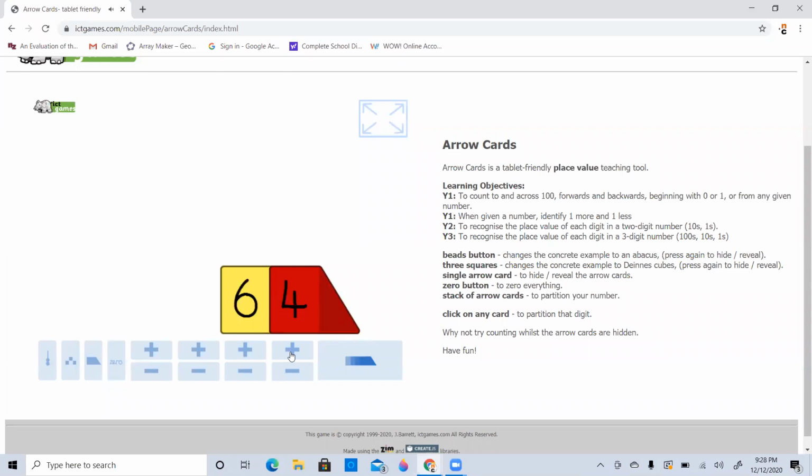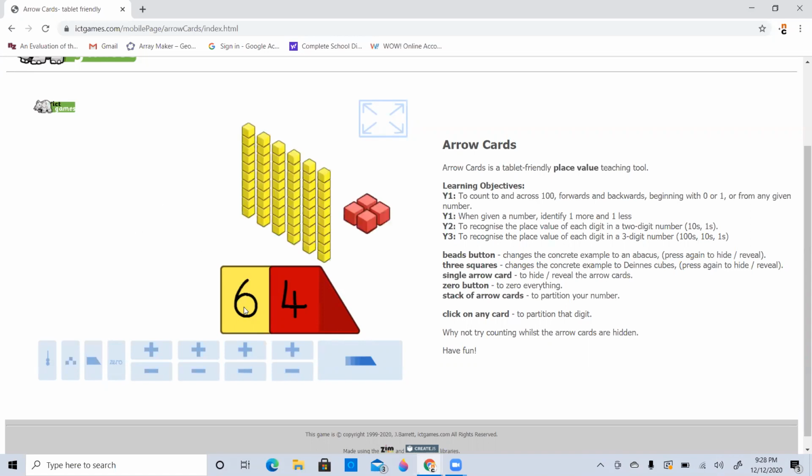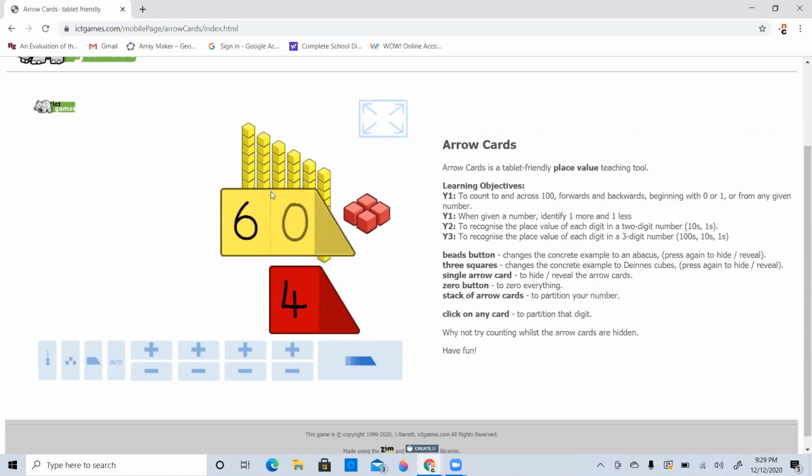So we have 64. Now think about it. When we show what 64 is going to look like, how many 10 flats do you think will be there? How many ones do you think will be there? So let's take a look. Ready? We have one, two, three, four, five, six tens. This means six tens, but we also know that six tens means 60. And then we have our four ones over there, and it is 64.